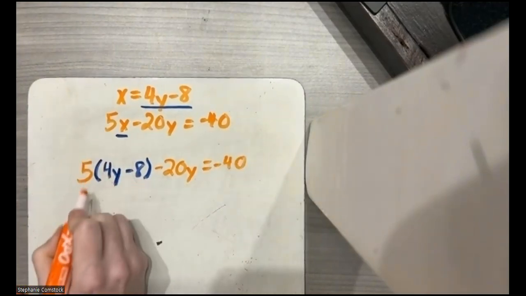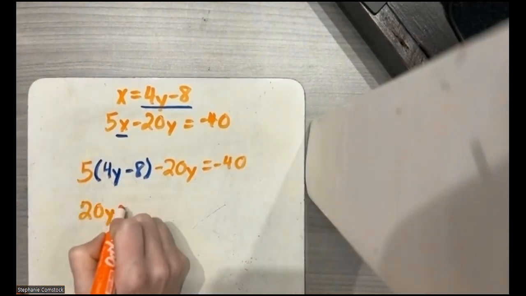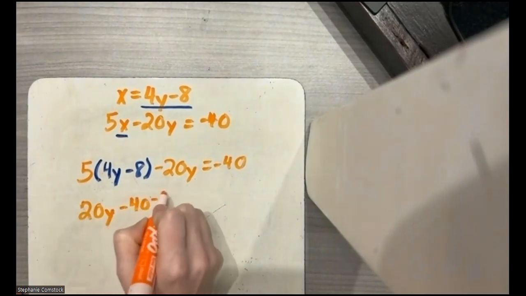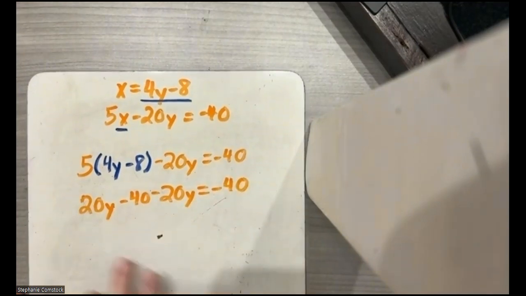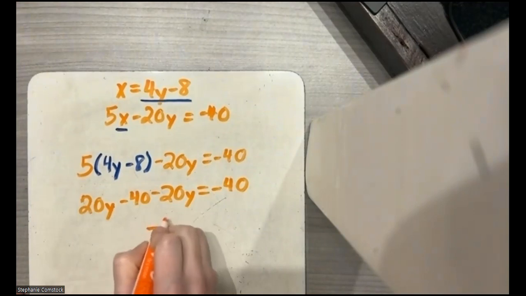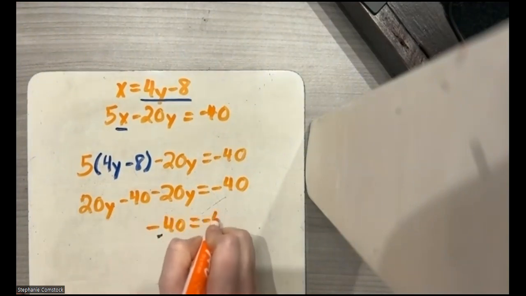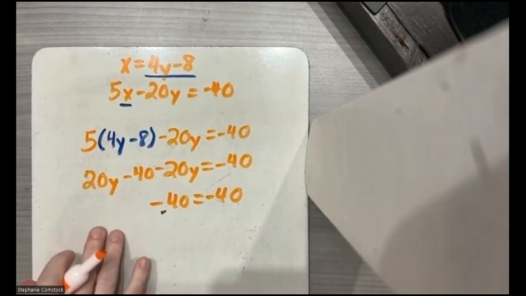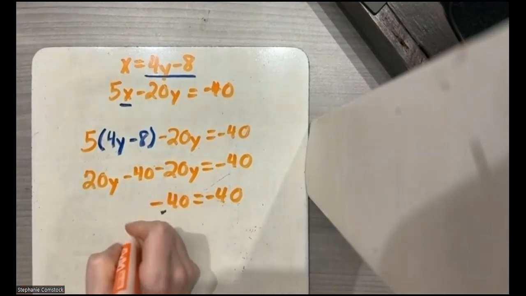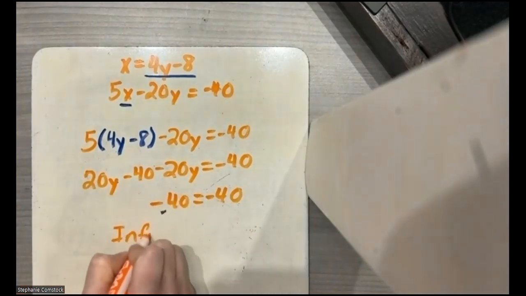Okay, so distributing, I'm going to get 20y minus 40 minus 20y equals negative 40. Now, if I go to combine my y's, 20y minus 20y cancels. And that leaves me negative 40 equals negative 40. Even if you were to try and move the 40 at the same time, you're still going to end up with 0 equals 0. So in this scenario, because this is a true statement, this would be infinitely many.